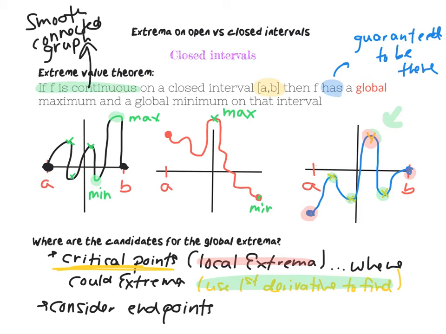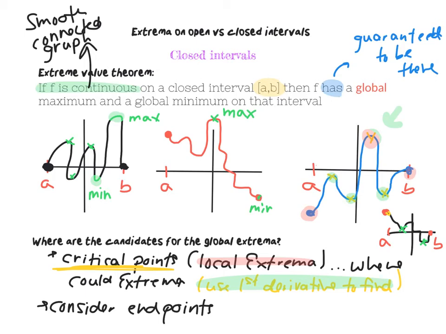If I drew a graph that looked like this, and let's say it starts here at A, and it's continuous all the way down there to B. If I use the first derivative and I ask where could the extrema be, the first derivative would point out that point and that point right there. So it wouldn't actually show me any maximums, but if I considered the endpoints, I could see that this is clearly the biggest value right there.